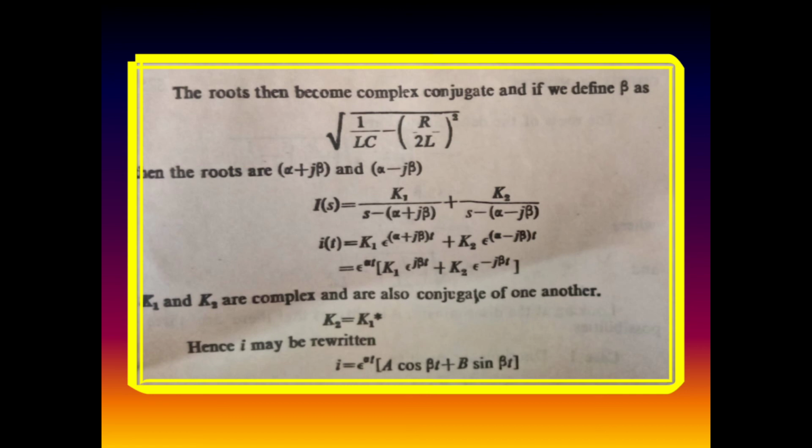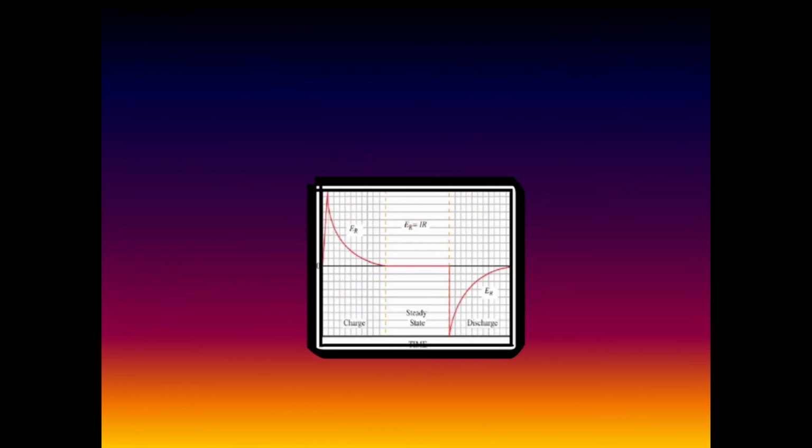When I take e power alpha t to one side, we get K1 e power j beta t plus K2 e power minus j beta t. Then K1 and K2 are complex and are conjugates of one another, so K2 equals K1 star. Hence it may be written as i equal to e power alpha t into A cos beta t plus B sin beta t, and the current will decay like this, an exponentially decaying output. So this is the solution for the RLC series current equation. The transient response of the RLC series circuit is discussed like this.